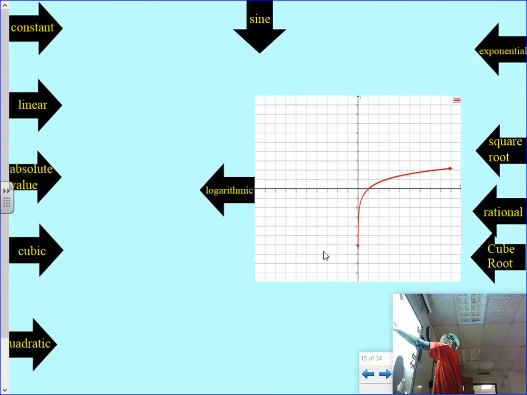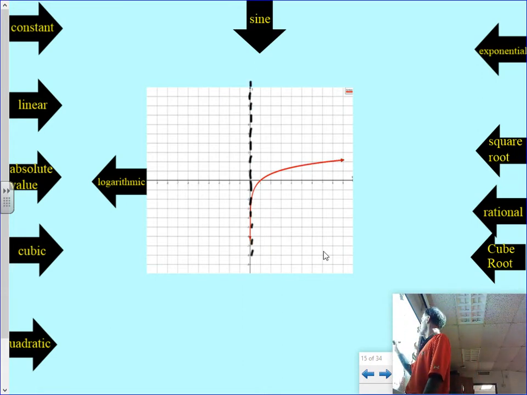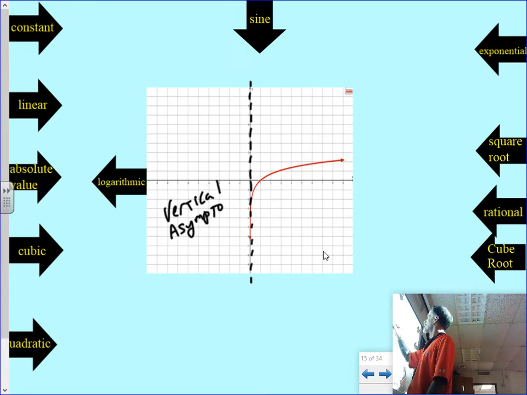Next one we'll talk about is a logarithmic function. And again, remember we talked about the exponential and the logarithmic being inverses of each other. So this one has a vertical asymptote at x equals 0. That vertical line there on the y-axis.